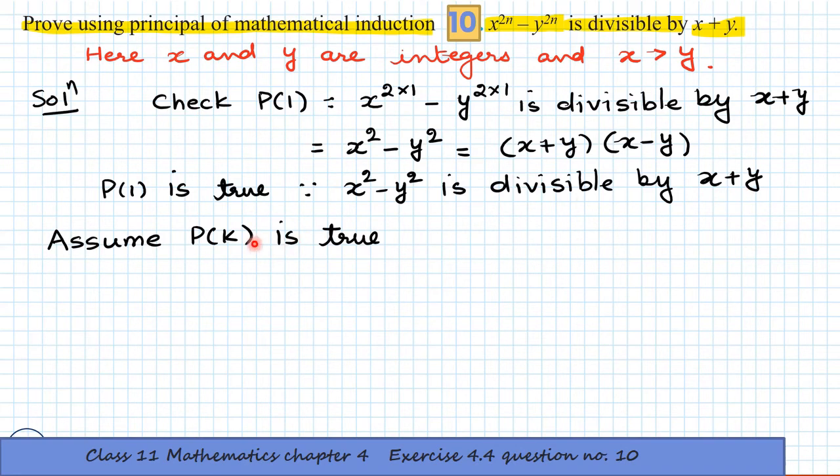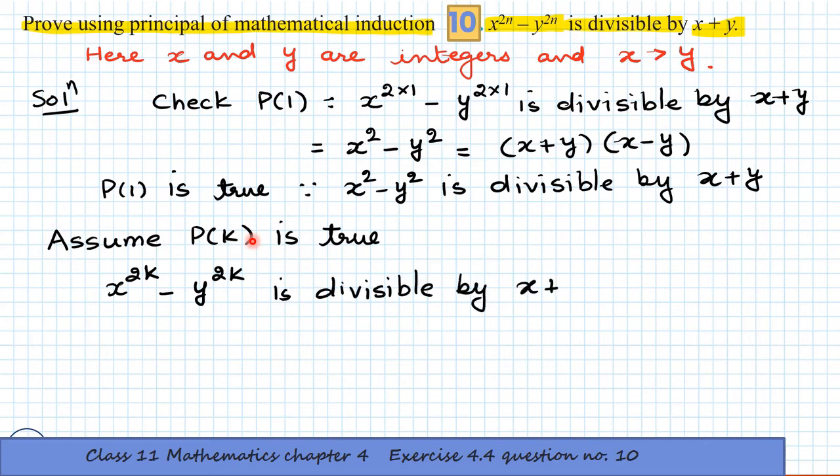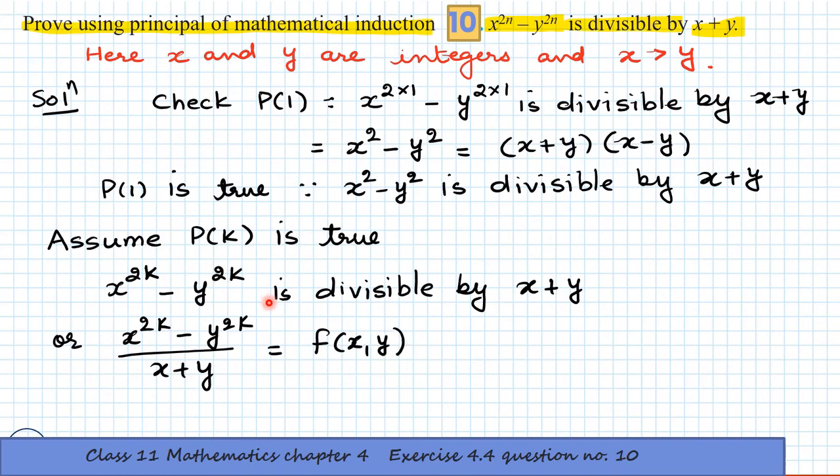Come to step 2. In step 2 we want to assume P of k is true. So now let us write, assume that P of k is true. What is P of k? X power 2k minus y power 2k is divisible by x plus y. Here n equal to k. So x power 2k minus y power 2k is divisible by x plus y. Divisible by or multiple of x plus y, both of them have the same meaning.